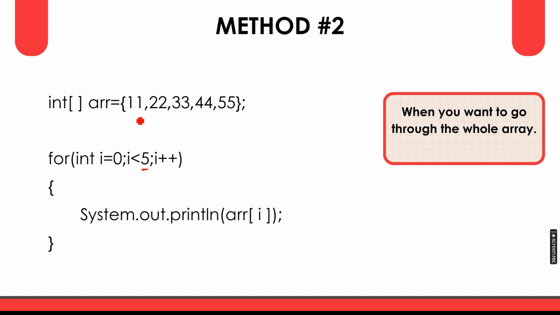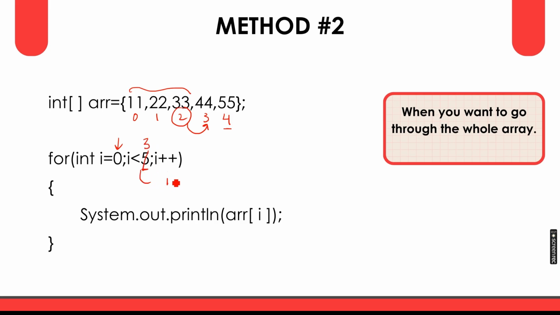Why? Because I want to go through index 0, 1, 2, 3 until the last one. So this loop works till 4, the last value which is less than 5. But what if I only want to print the first 3 elements of the array? What will I do? I'll start with 0 and go till I is less than 3. I want these 3, so I'll just write less than 3.